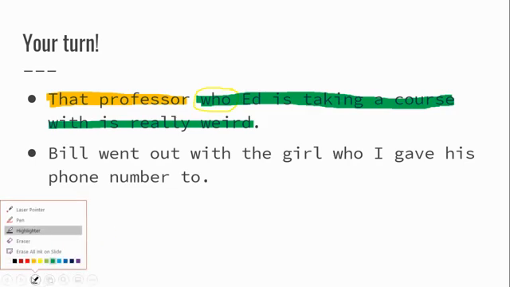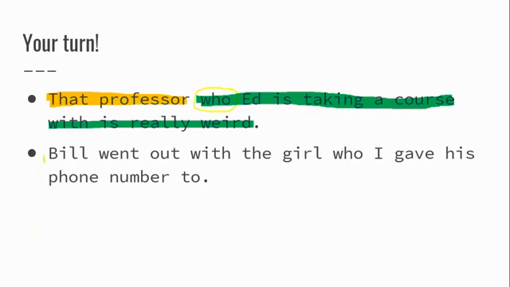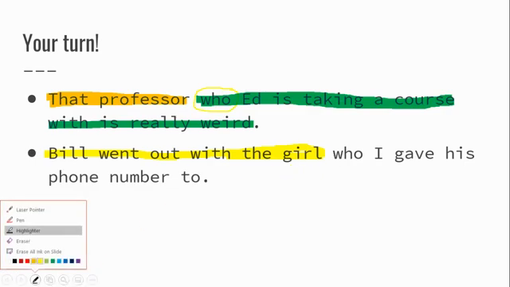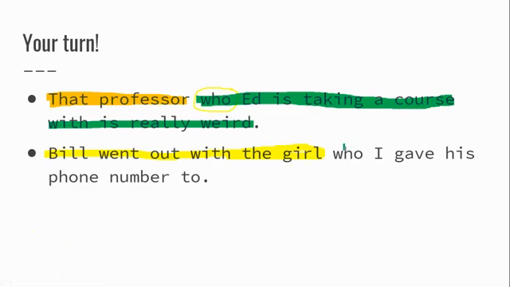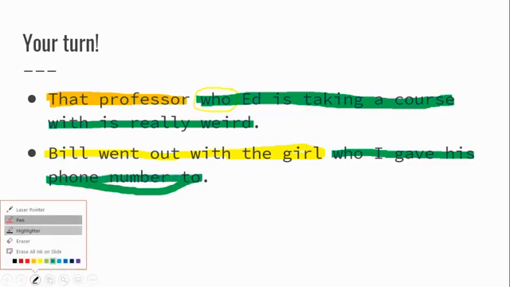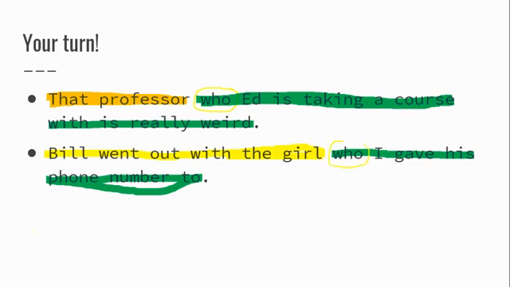All right, and now let's go ahead and check our next example. Bill went out with the girl who I gave his number to. Let's find our noun phrase. Bill went out with the girl. This is a longer noun phrase. And what indicates that we have a relative clause? A word like who: who I gave his phone number to. How do we know this? Because of who.